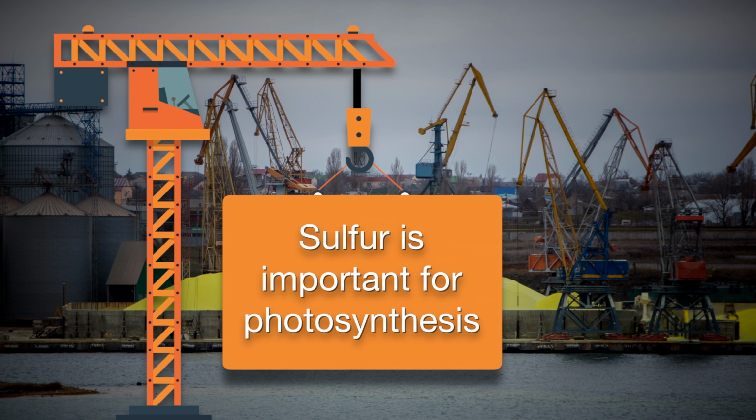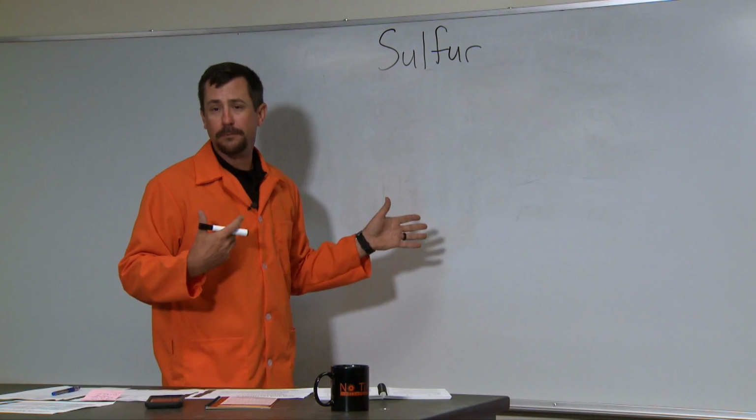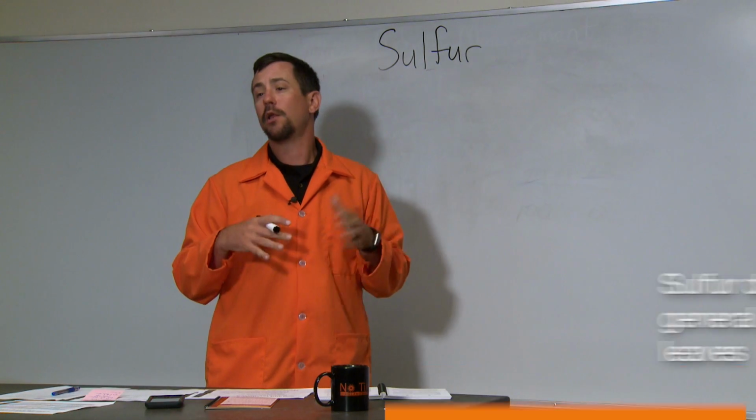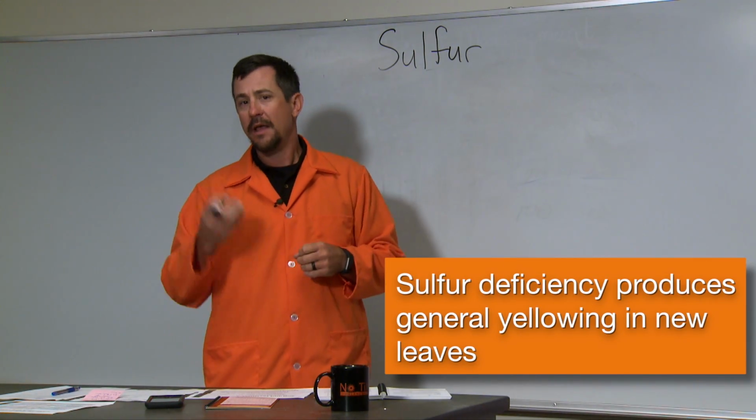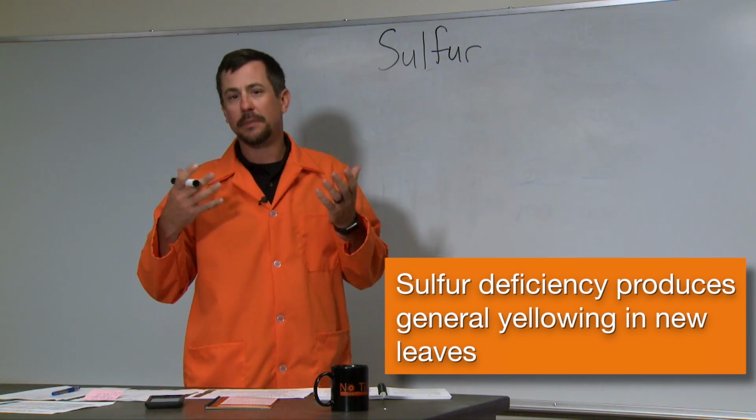also the activation of enzymes. Sulfur deficiencies will typically show up as a general yellowing in new growth in fields. So if you go across the field, whether it's wheat or corn, the tips of the new leaves will start to be a little bit lighter green.